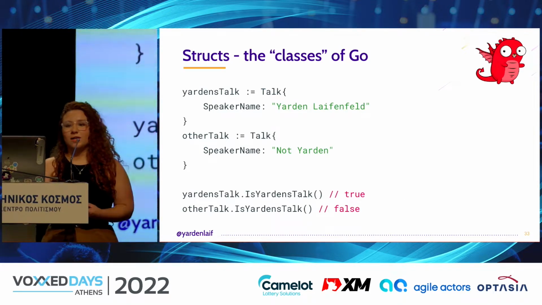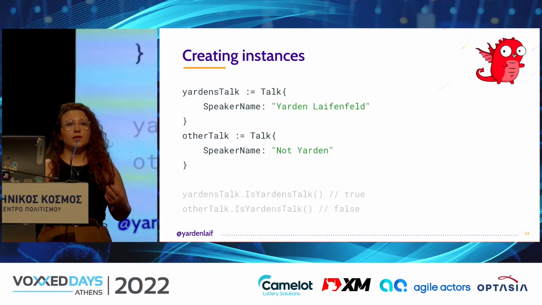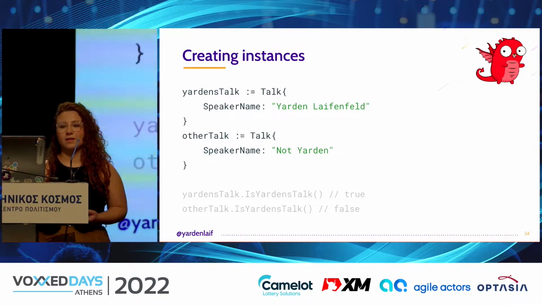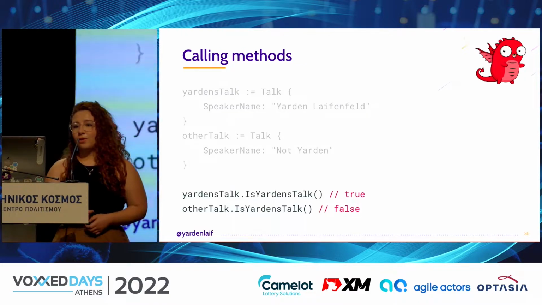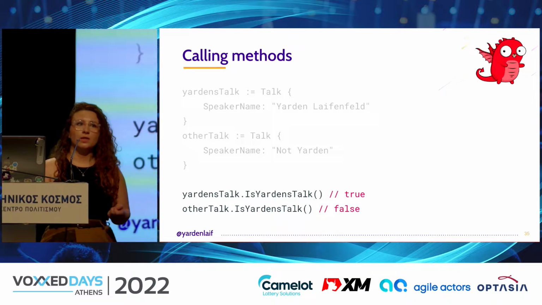Great, so how do we use these structs? Well, we can initialize structs like this. In this case, we're creating two variables, right, with the walrus symbol again, Yarden's talk and other talk. We specify the type of this struct, the talk, and then we can choose to initialize however many fields we want. We can choose none, we can choose all of them. In this case, we're initializing speaker name, and slides is just going to remain nil. Now, in order to call the is_Yarden's talk method, just as we would in Java, you've created a variable of a class type, you want to call a method, dot that method. And this is going to return true on the first one and false on the second one. I really hope you guys understand why.